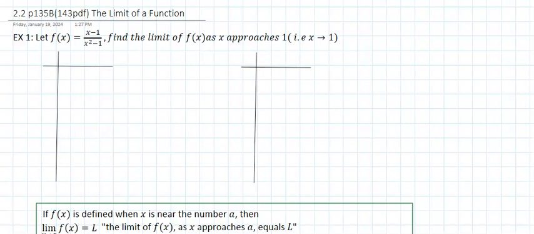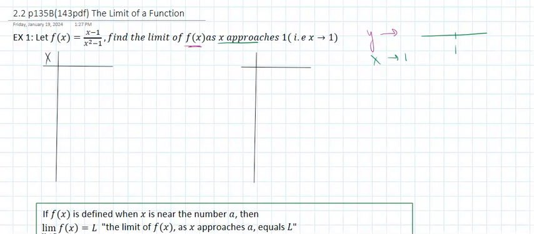Let f of x equal x minus 1 over x squared minus 1. We want to find the limit of f of x. We want to figure out what y is approaching as x approaches 1. So if x approaches 1, we're going to do kind of what we did in the previous section. We're going to pick values for x. Before, they picked it for us; now we're going to pick a few. So 1, we're going to go above and below.